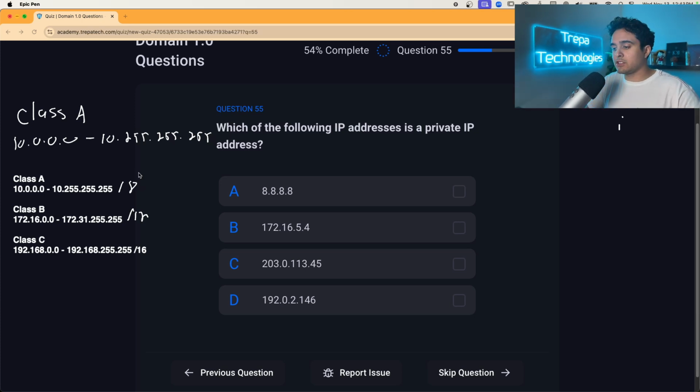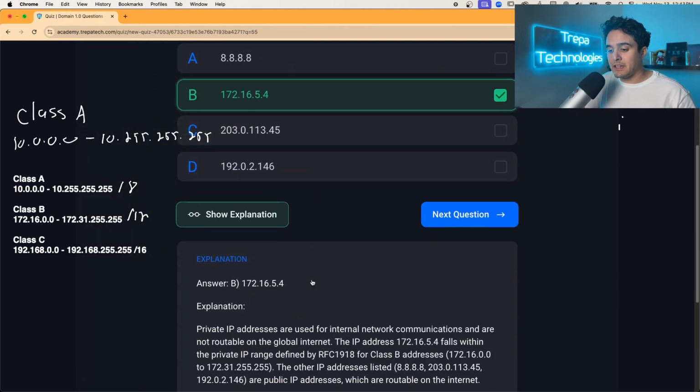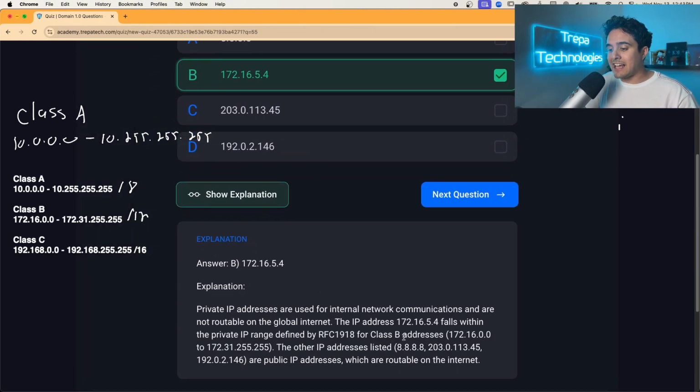So now, let's go ahead and take a look at our answers here. The only one that falls within one of these ranges is going to be B here. So that's going to be our answer. It's B. That is a Class B address for the private IP address range. Pause the video if you'd like to read the explanation.